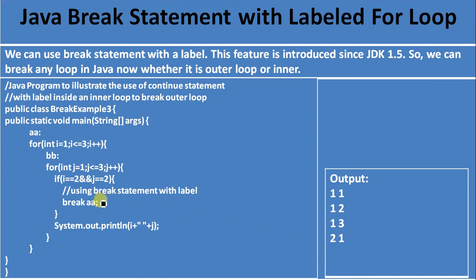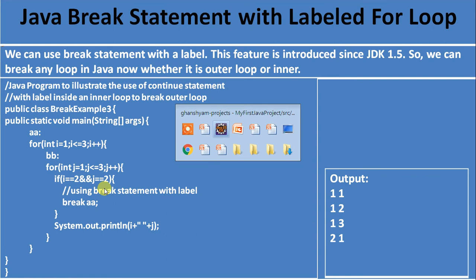But if you want to break the inner loop, you will have to use the label B here. When you break the inner loop, only the inner loop will break, otherwise the other iterations will continue to be executed. So let me show you.